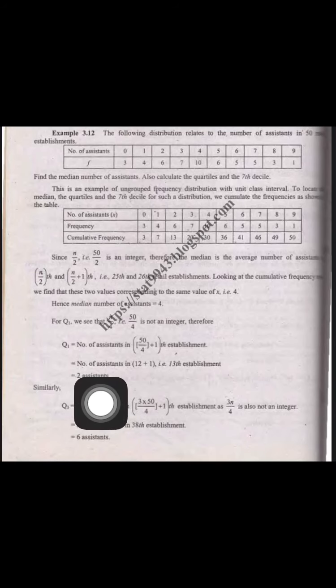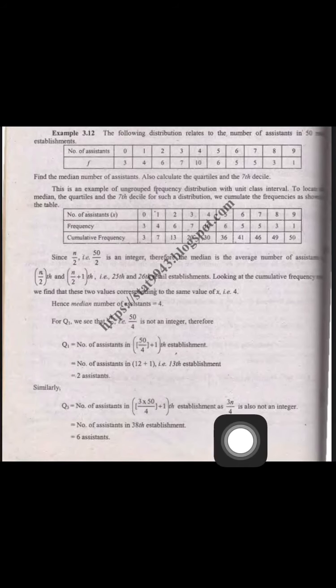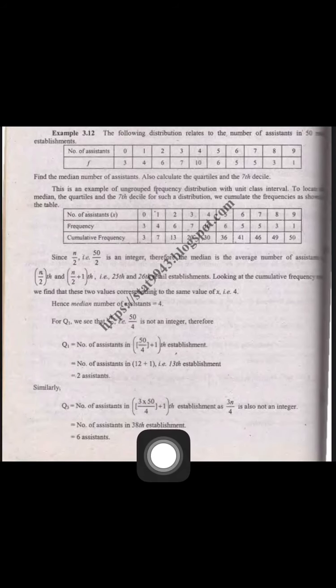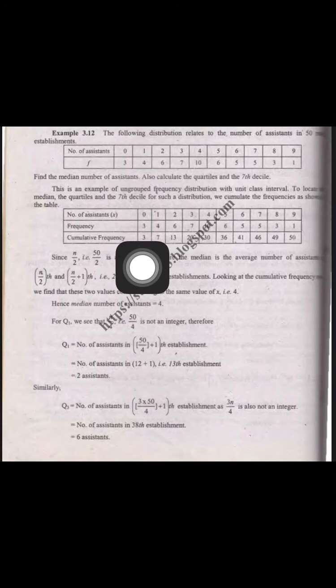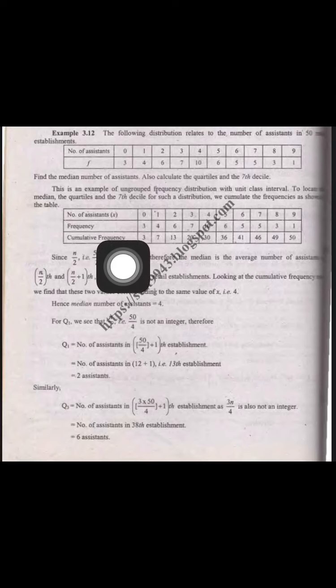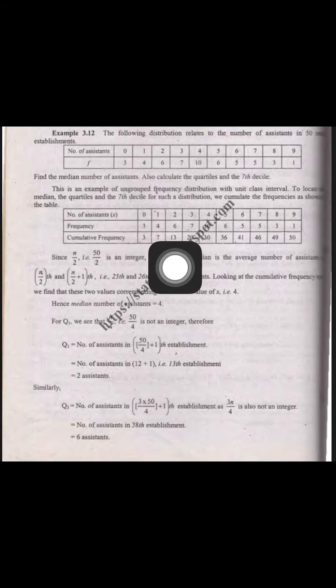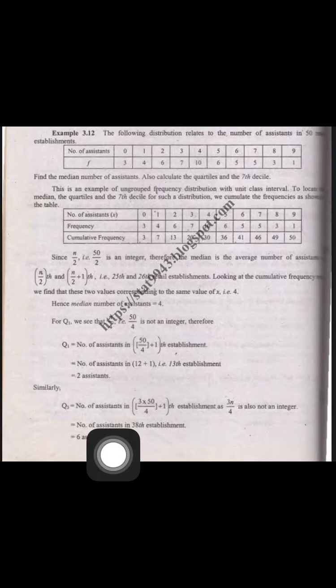Now further I am going to do 3 multiplied by n over 4 plus 1, that is, you can say, the 38th term. Now I am going to check the value 38 in the cumulative frequency column. There is no 38 value here in the cumulative frequency column. Greater than 38 there is 41. So going above, the value of x is 6. So 6 is the value of Q3. So these are the values of Q1 and Q3.